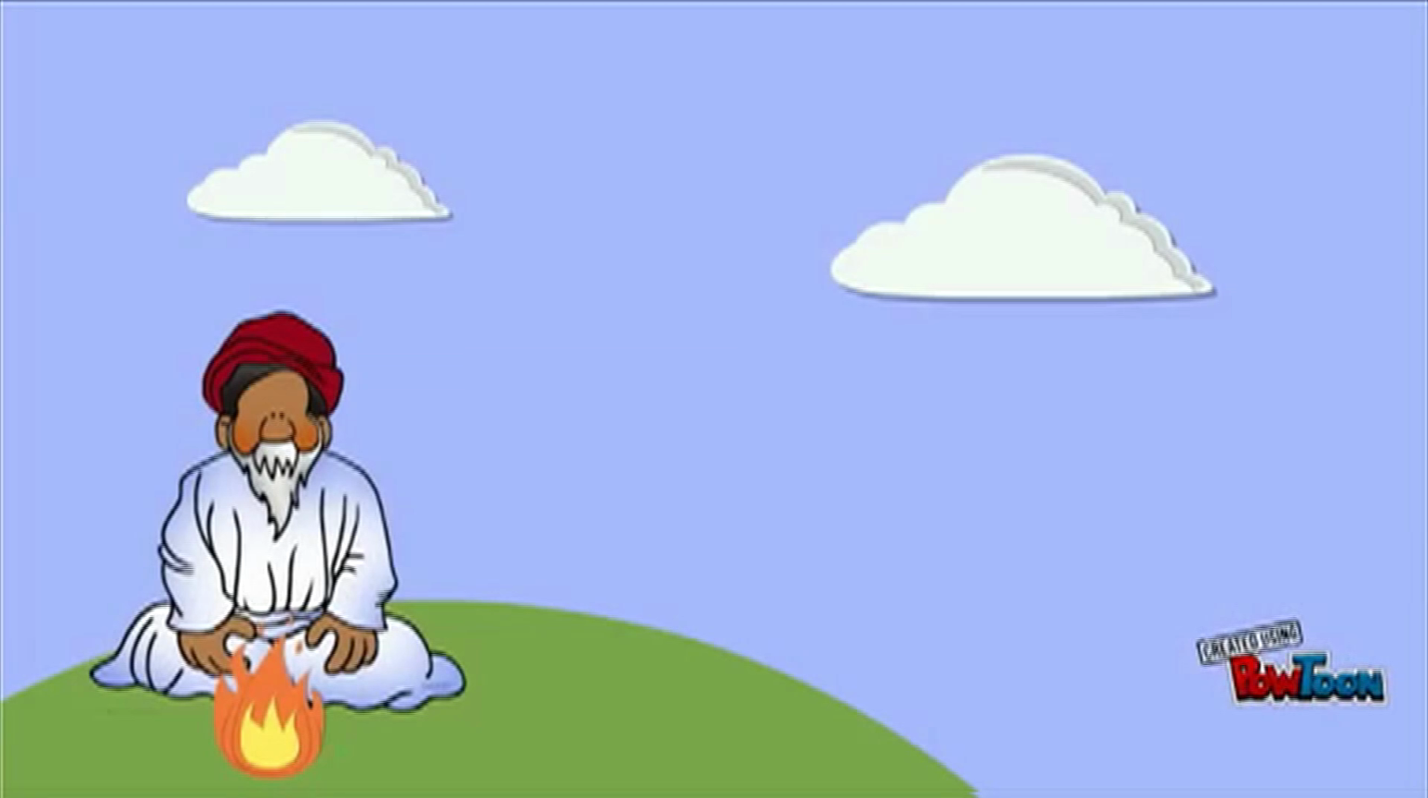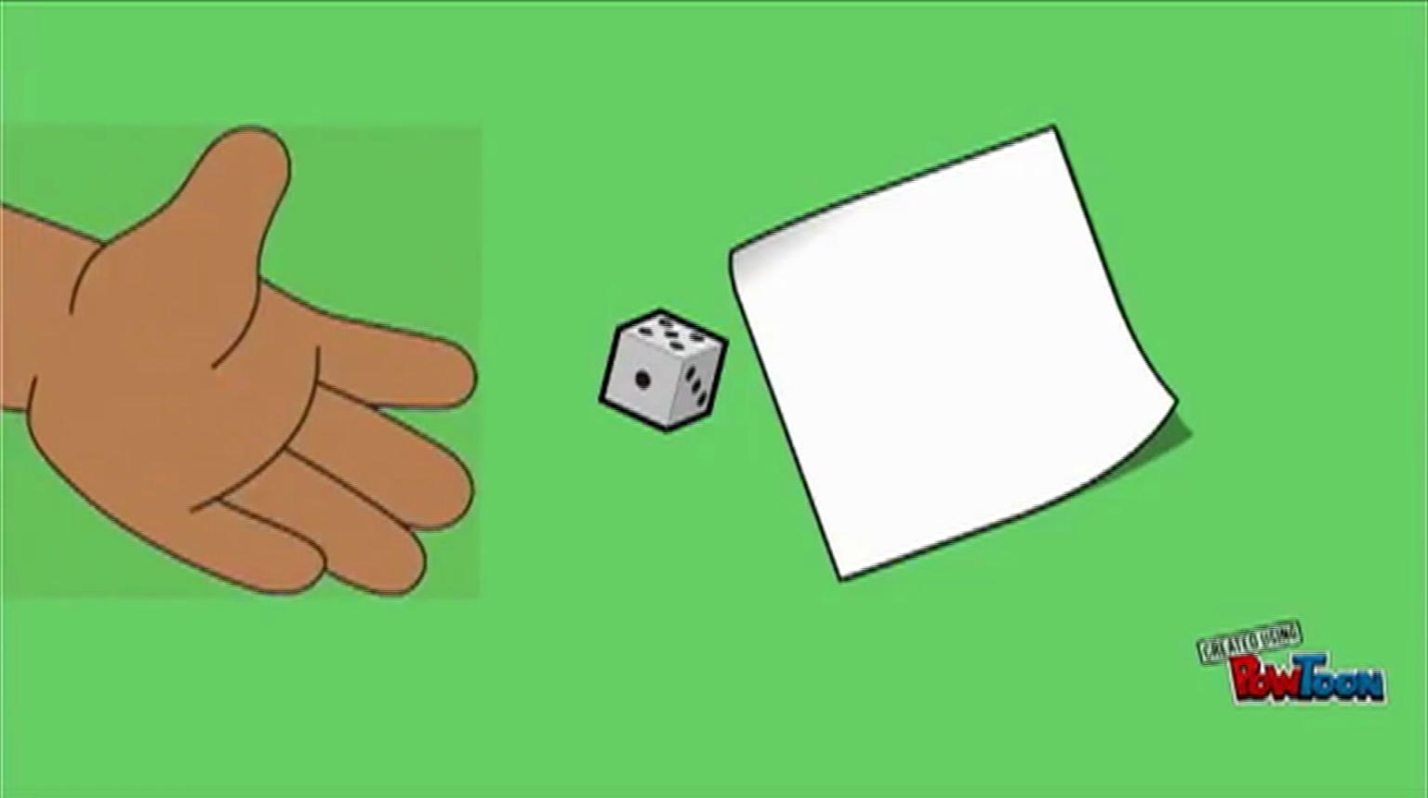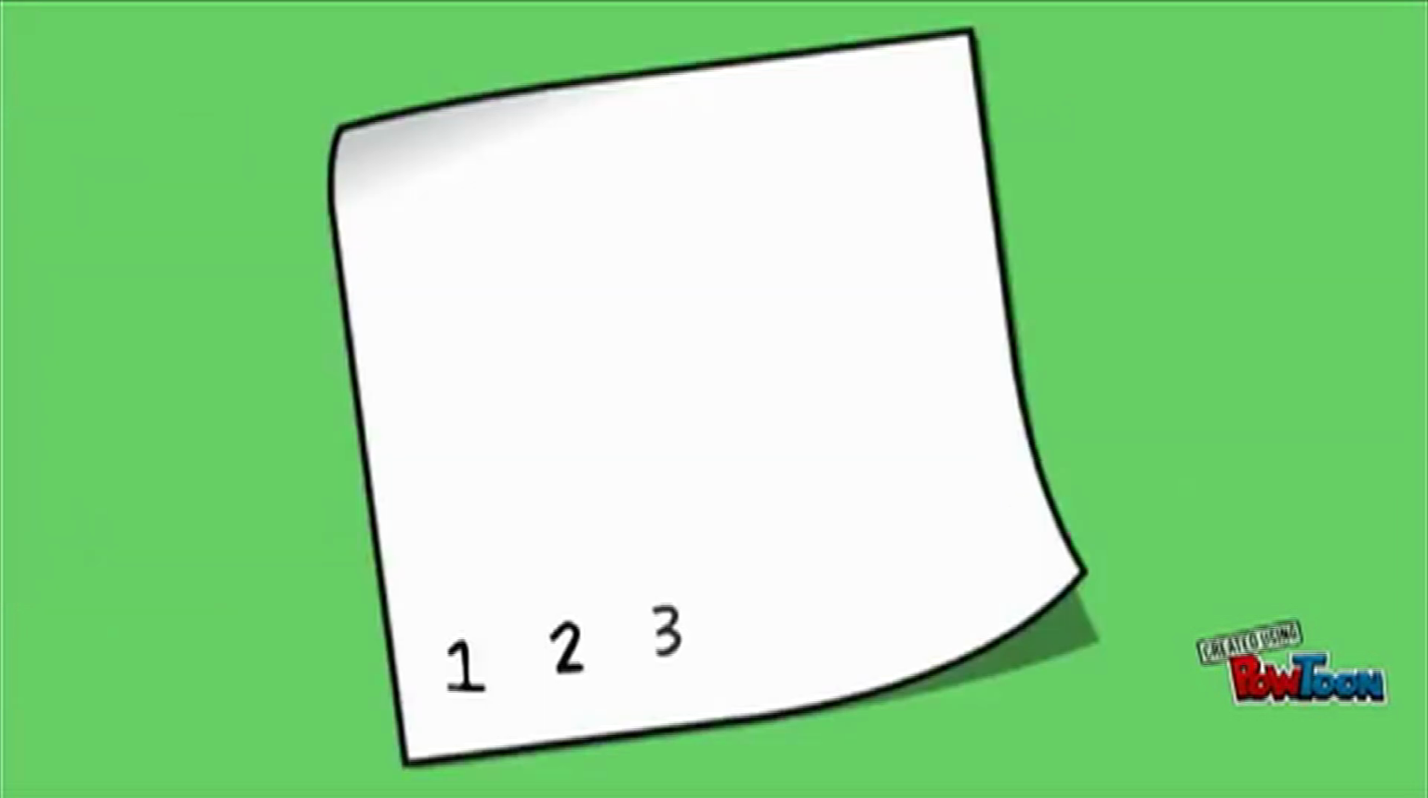Mortimer took his questions to the local guru. What exactly is the normal distribution, the bell curve? The guru gave him a sheet of paper and a single die. The sheet of paper had the numbers 1 through 6 scrawled across the bottom. The guru told Mortimer to roll the die 500 times, each time placing an X above the number he rolled.